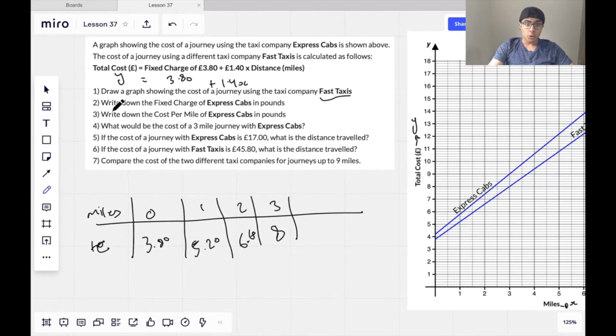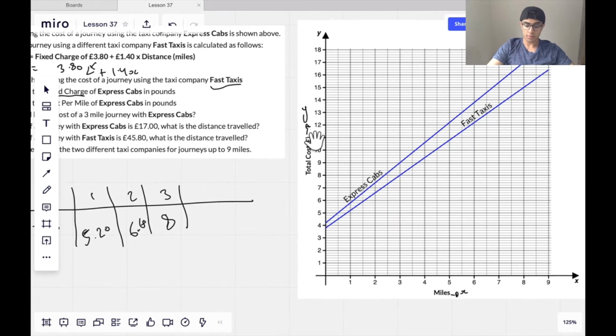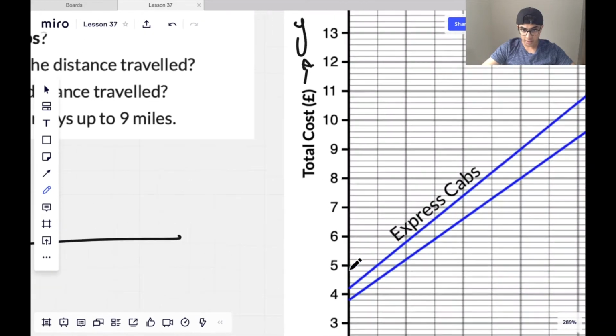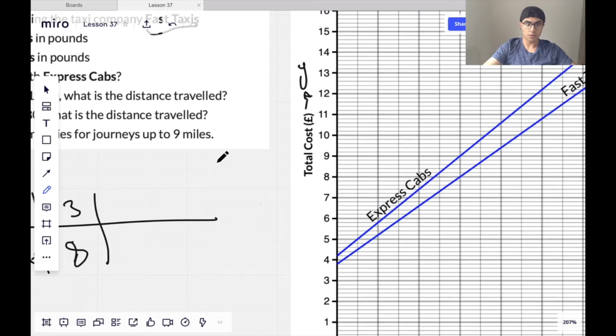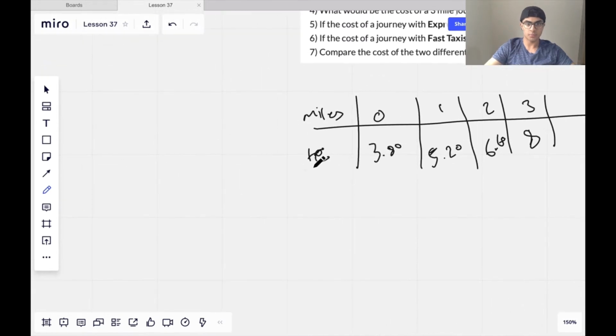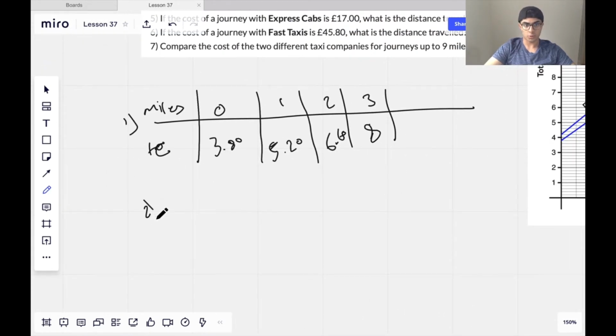Now, question 2 is: write down the fixed charge of express cabs in pounds. Okay, well, how do we convert what the fixed charge is into mathematical notation, right? Well, if we look here, for the fast taxis, the fixed charge is 3.80, and 3.80 is just the y-intercept from our equation of a straight line. So by the same logic, for express cabs, the y-intercept will be the fixed charge. So we can go down to express cabs, look at the y-intercept, which is 4.20. So you can write, question 2 is 4 pounds.